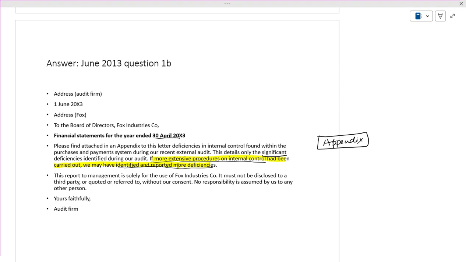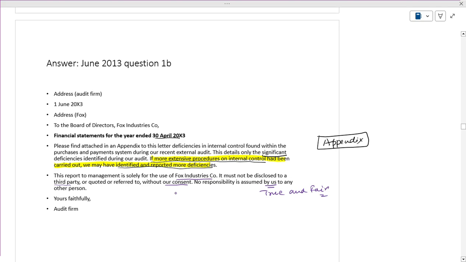You have to write very smartly. The report to the management is solely for the use of the management. It must not be disclosed to third parties. Confidentiality. Or it is referred to without our consent. No responsibility assumed by us. They are saying it is a true and fair view. So many things are coming. Go back to previous chapters.